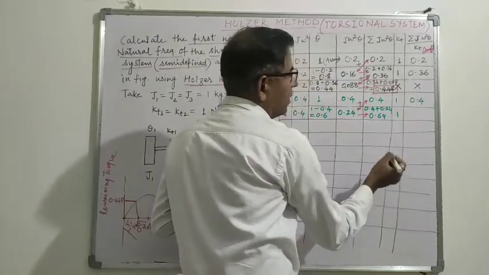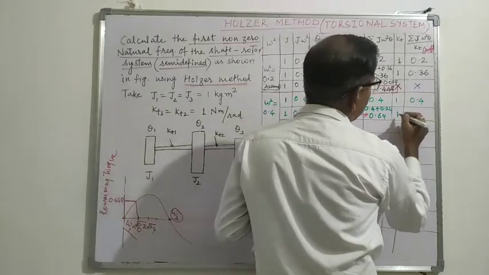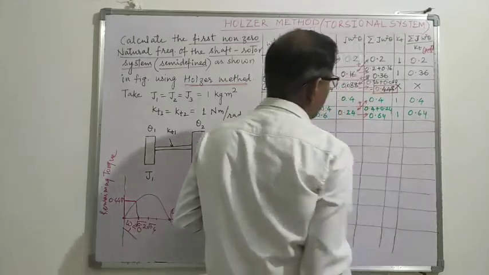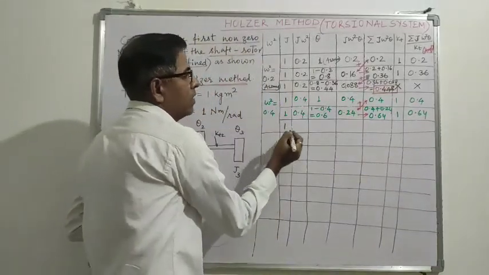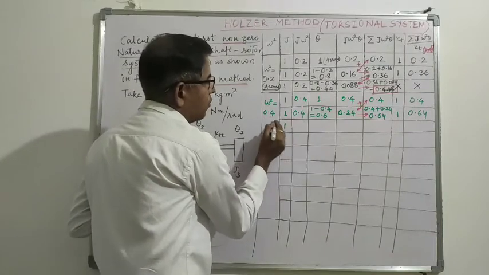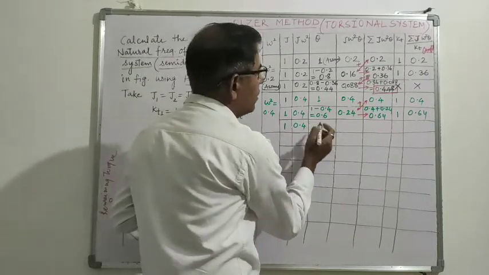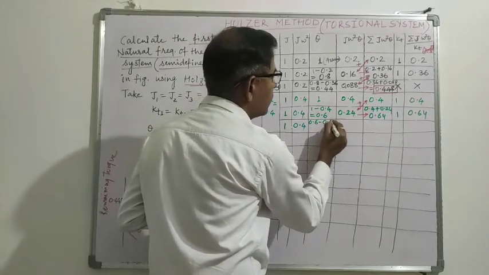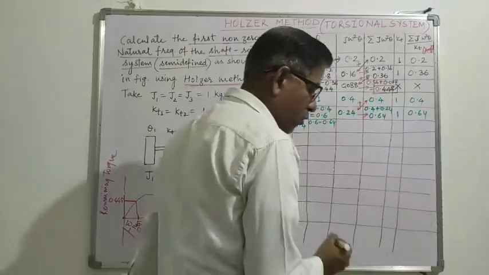The value of KT2 is 1, so summation of J omega square theta divided by KT2 is 0.64. So J3 is 1, so 0.4 into 1 is 0.4. The value of theta will be 0.6 minus 0.64. So here the answer is minus 0.04.